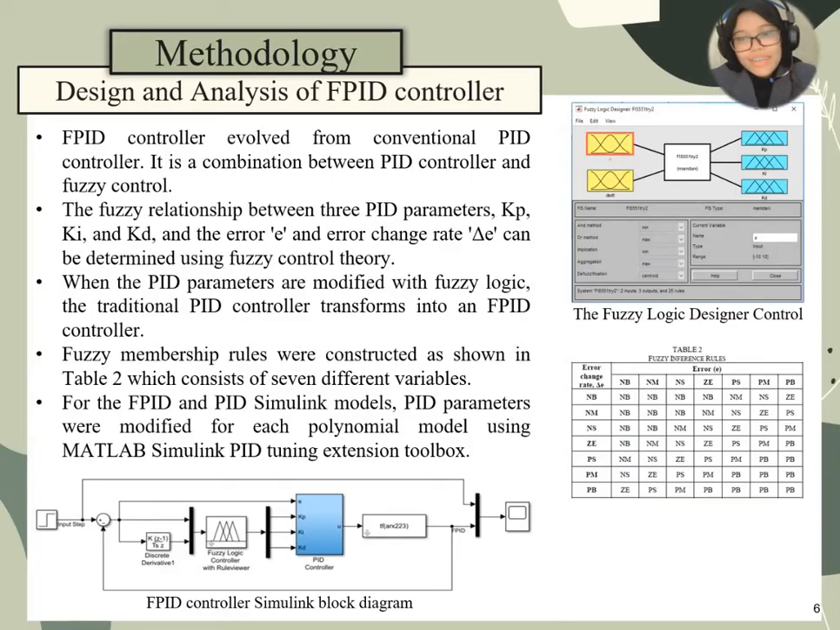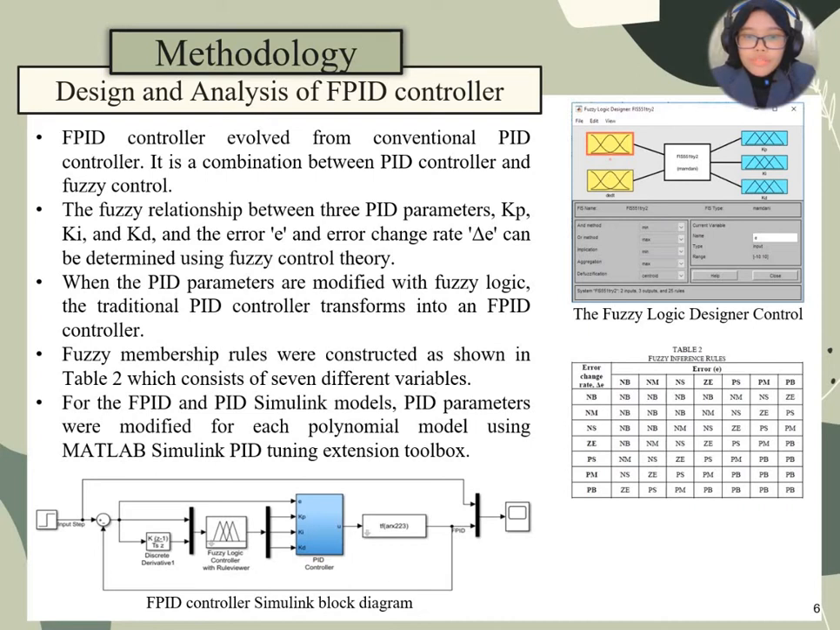Next, design and analysis of FPID controller. FPID controller evolved from conventional PID controller. It is a combination between PID controller and fuzzy control. The fuzzy relationship between three PID parameters Kp, Ki, and Kd and the error and error change rate can be determined using fuzzy control theory. When the PID parameters are modified with fuzzy logic, the traditional PID controller transforms into an FPID controller.